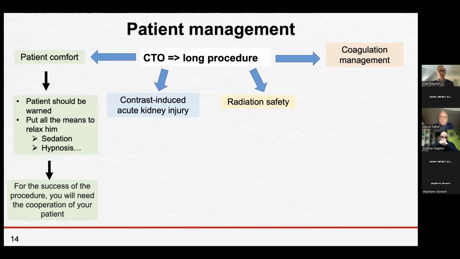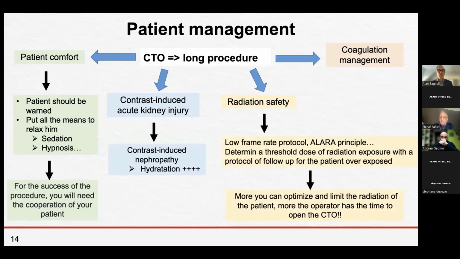Second impact, the volume of contrast. You need to consider contrast-induced acute kidney injury. Third impact is the radiation. You have to optimize and limit the radiation to the patient. The more you optimize the radiation, the more time the operator will have to open the CTO. And that is very, very important.